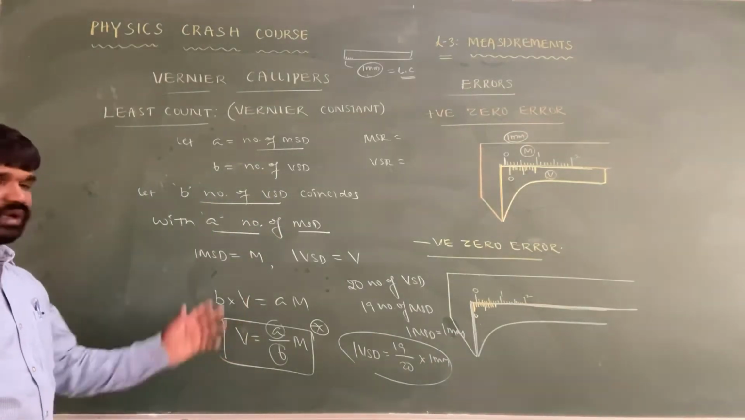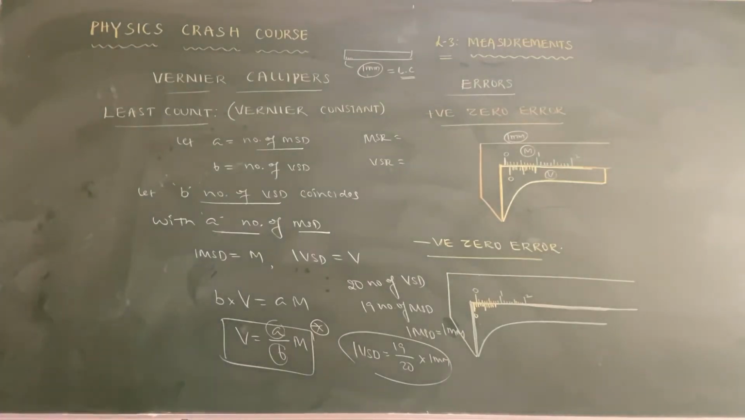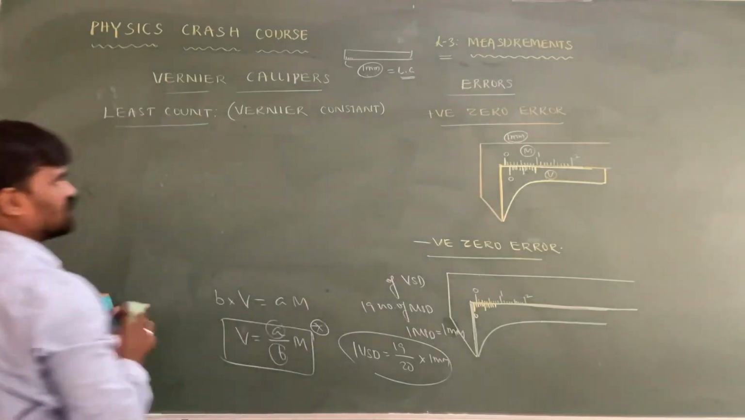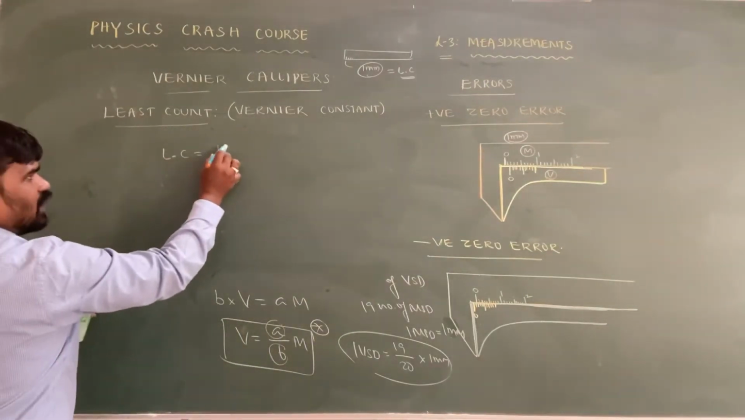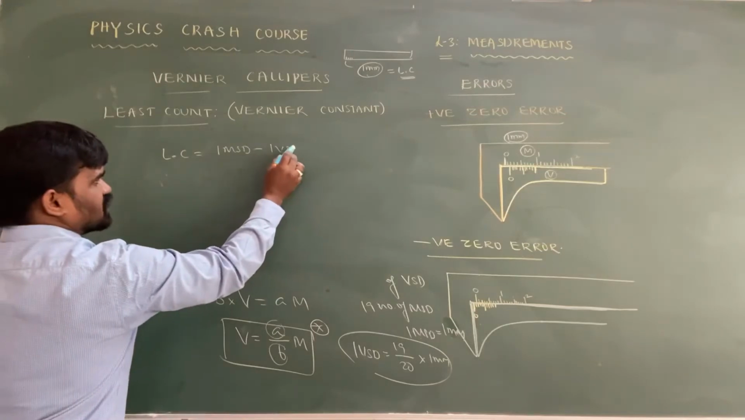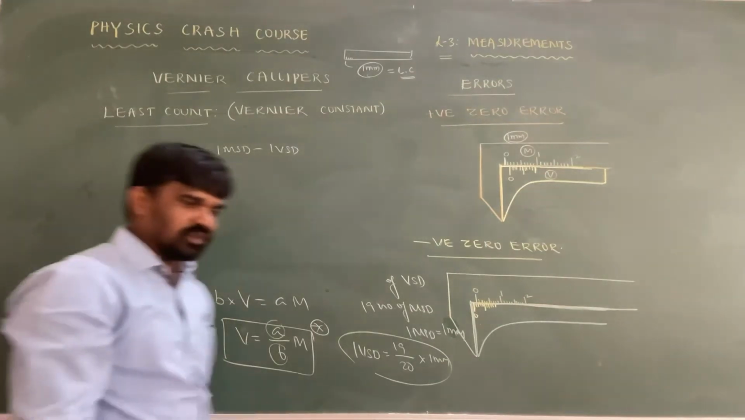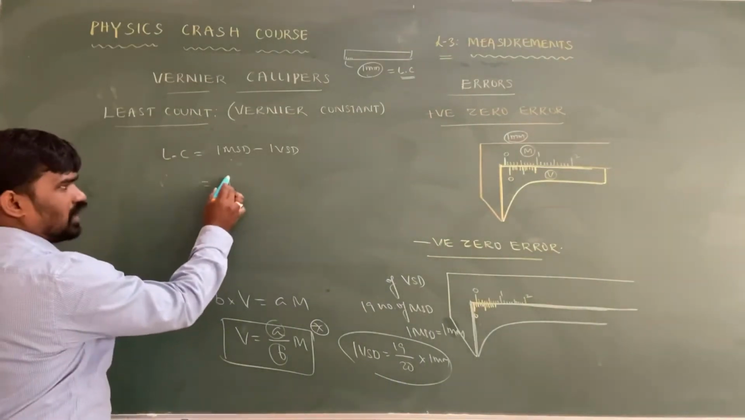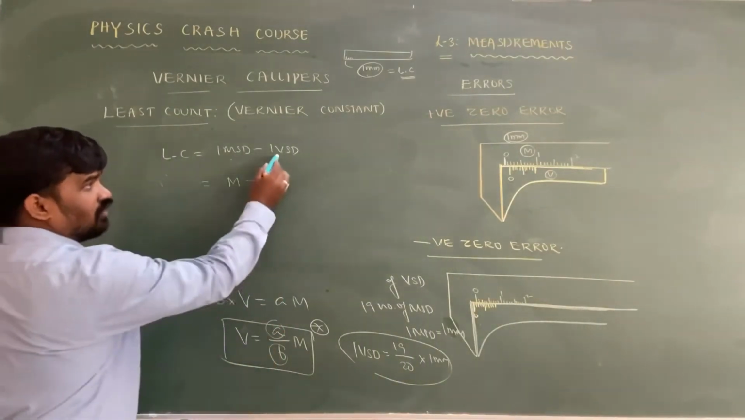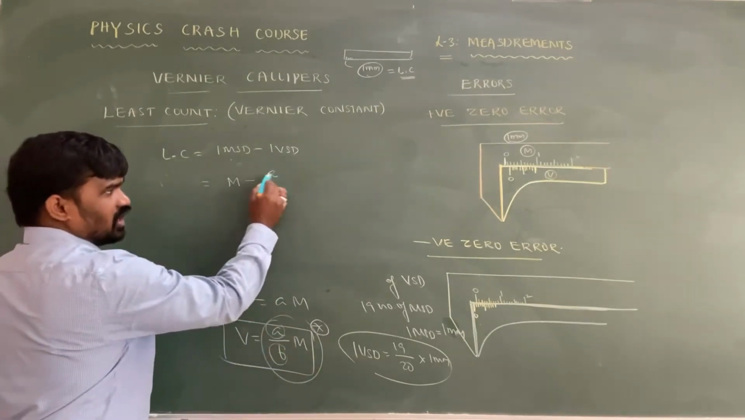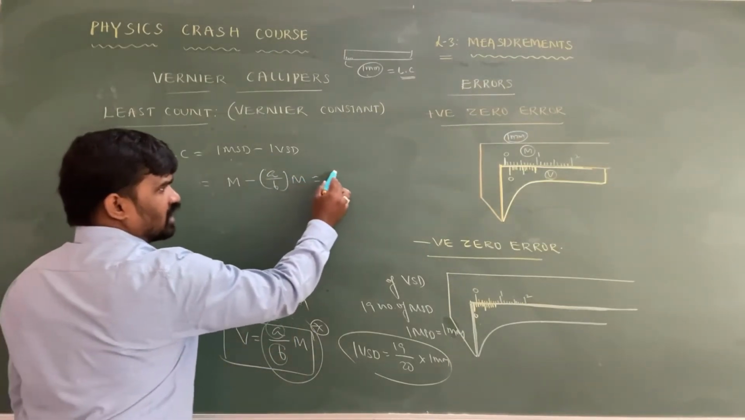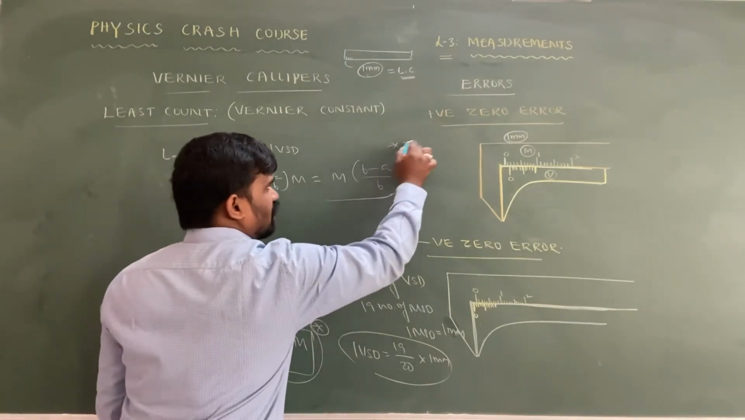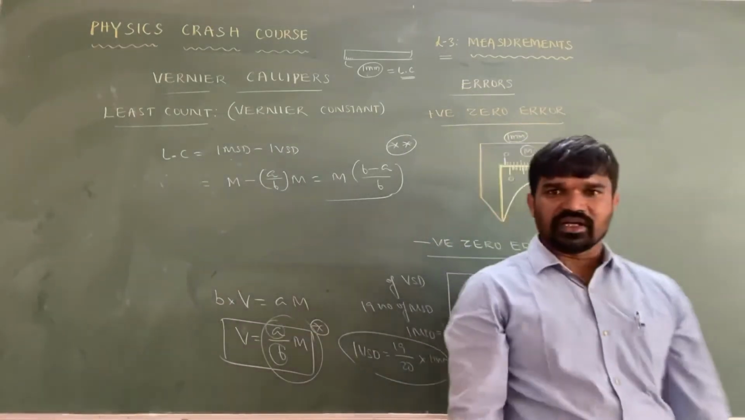After finding this 1 VSD value, we need to determine the least count. How do we calculate the least count? Least count is equal to, remember this one, 1 MSD minus 1 VSD. Here is another important point: the 1 MSD value, let us take M, minus 1 VSD, which we already got, A by B into M. Taking M as common, we get M times (B minus A) by B.